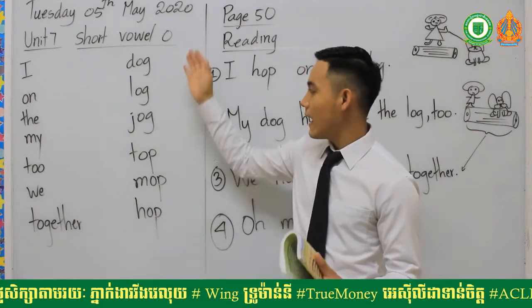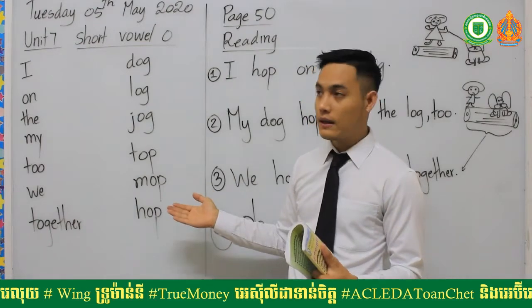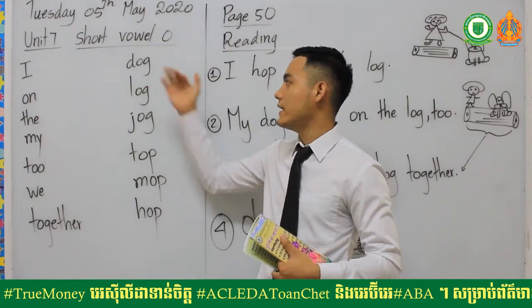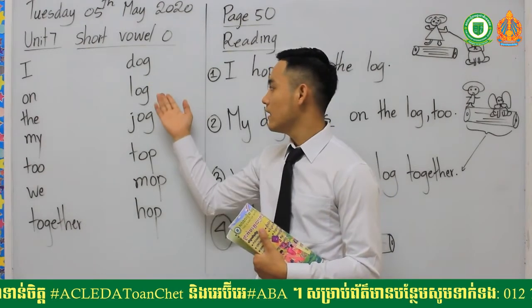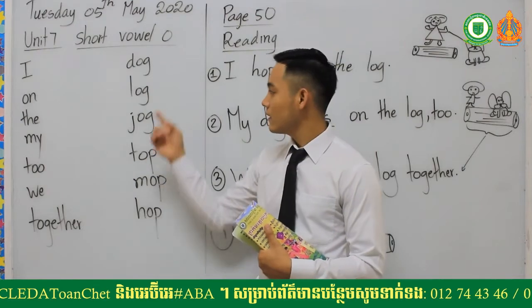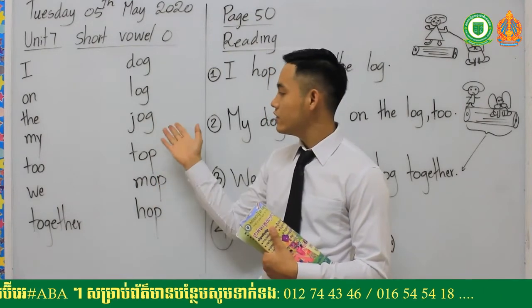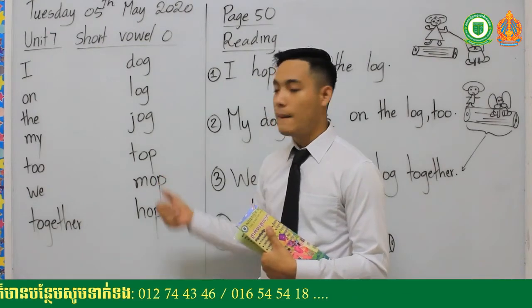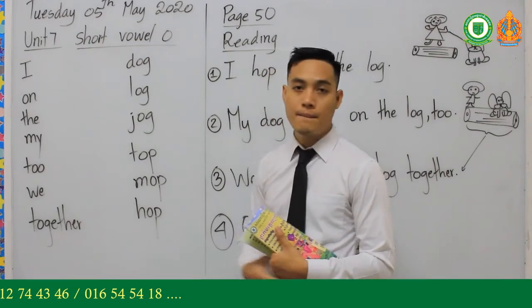And here are the words that belong to short vowel O, like up and up, like the words right here: dog, lock, jog, top, mop, hop.